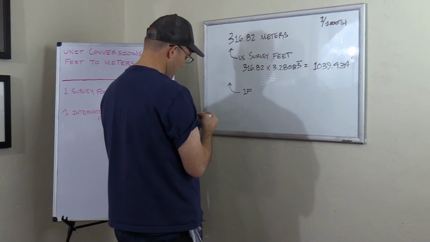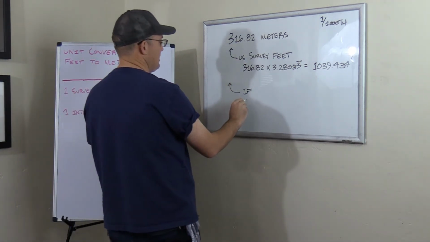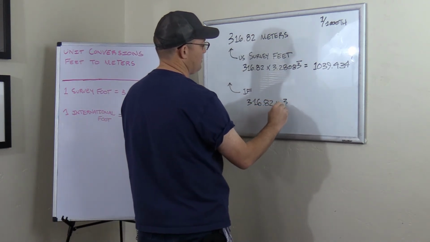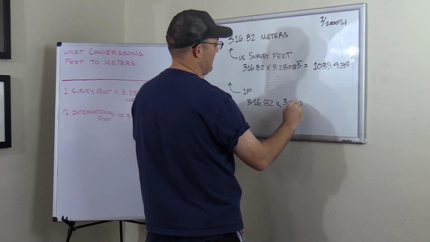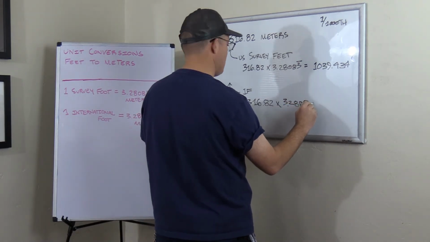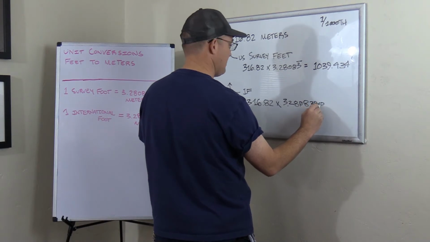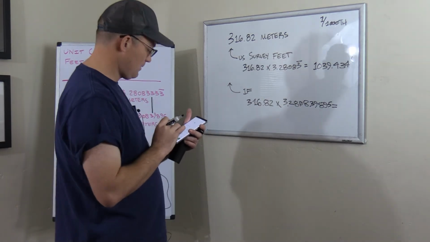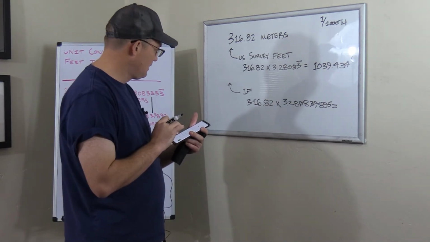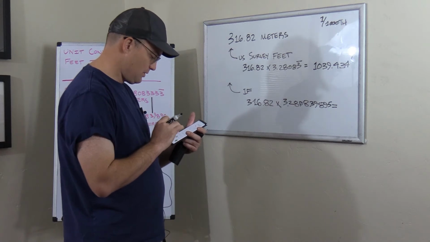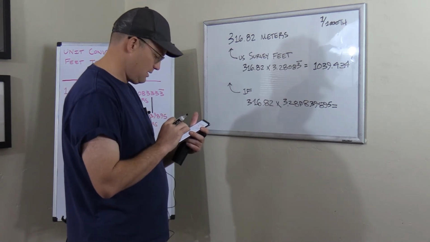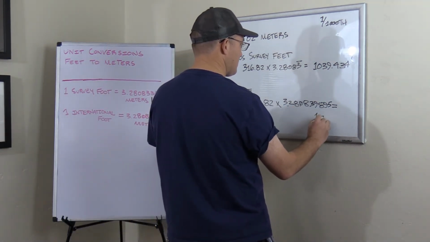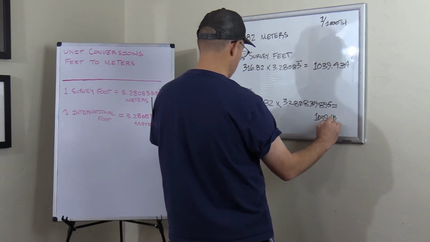So that's survey feet. Now we're going to take that same number and multiply it times the international foot conversion, 3.280839895, and we'll see what number we get. 316.82 times 3.280839895. The answer I get is 1039.436.